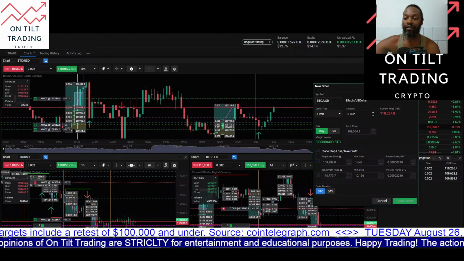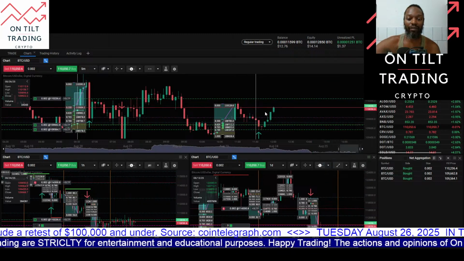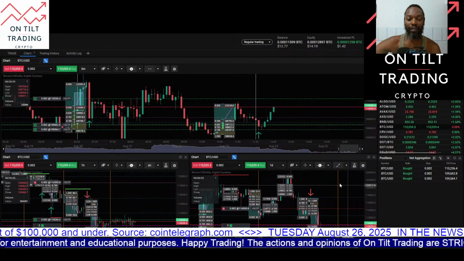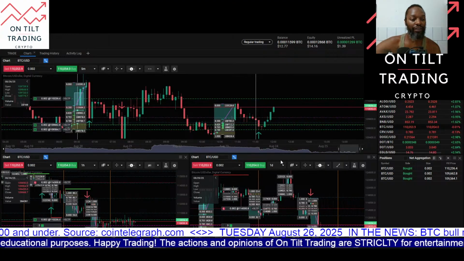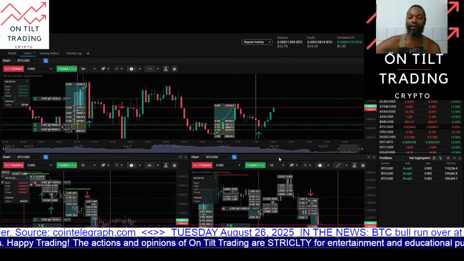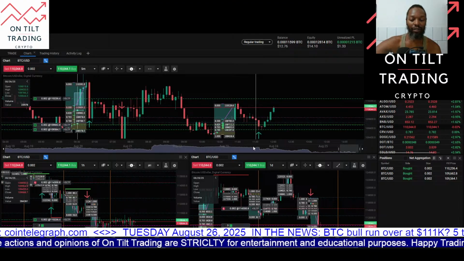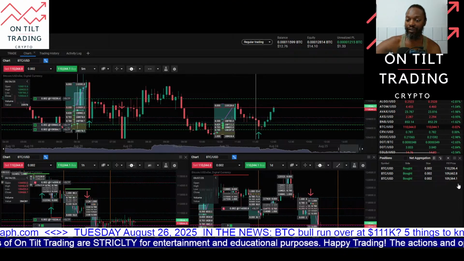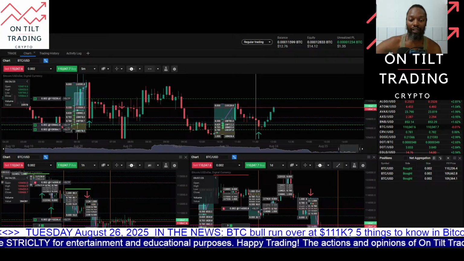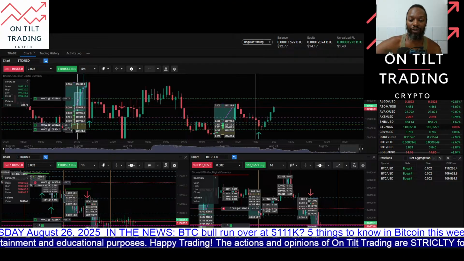I'm currently in 3 positions in Bitcoin. I'll walk you through what I have going on here top down. Let's go over this day trade that I have here going first. So here are my lower time frame charts.